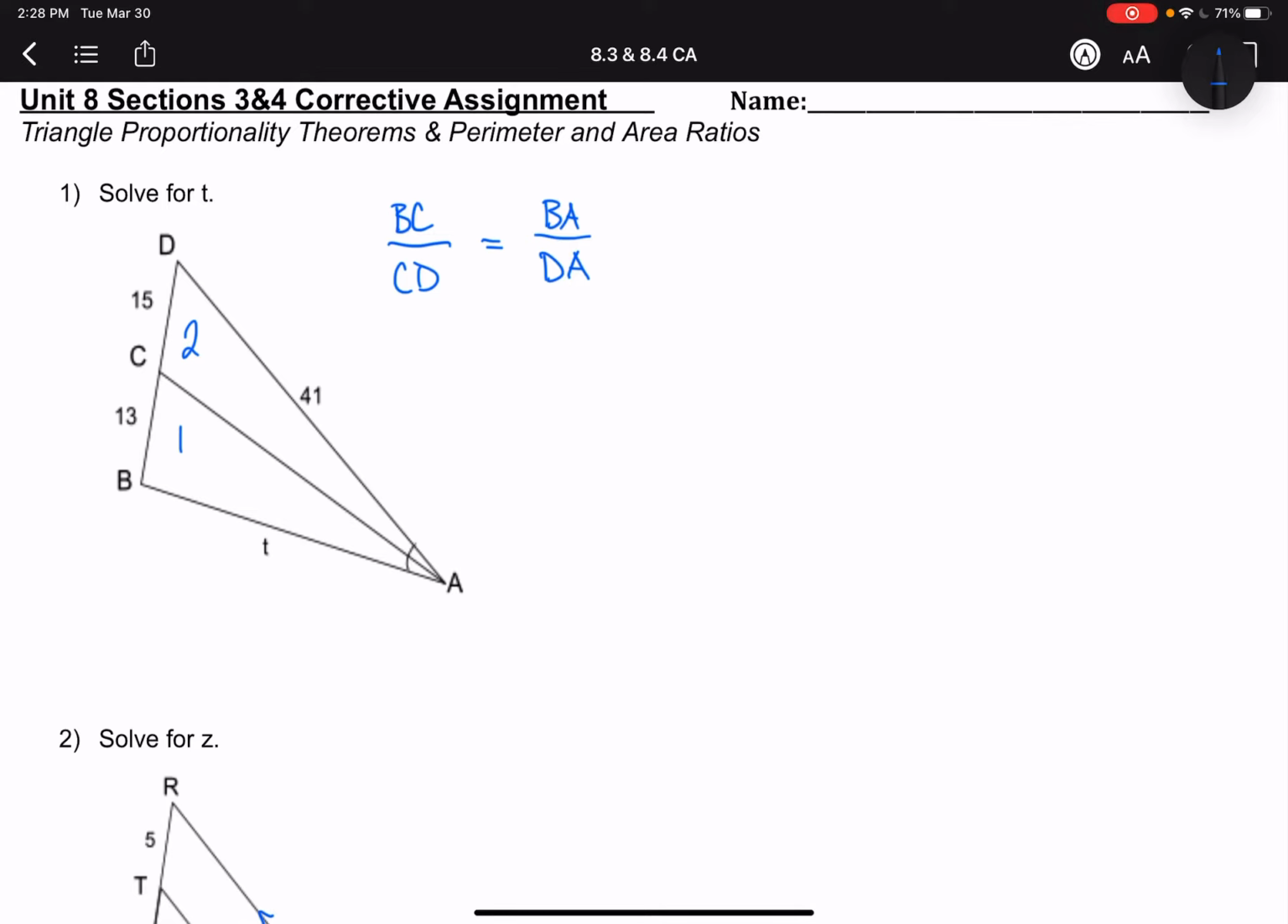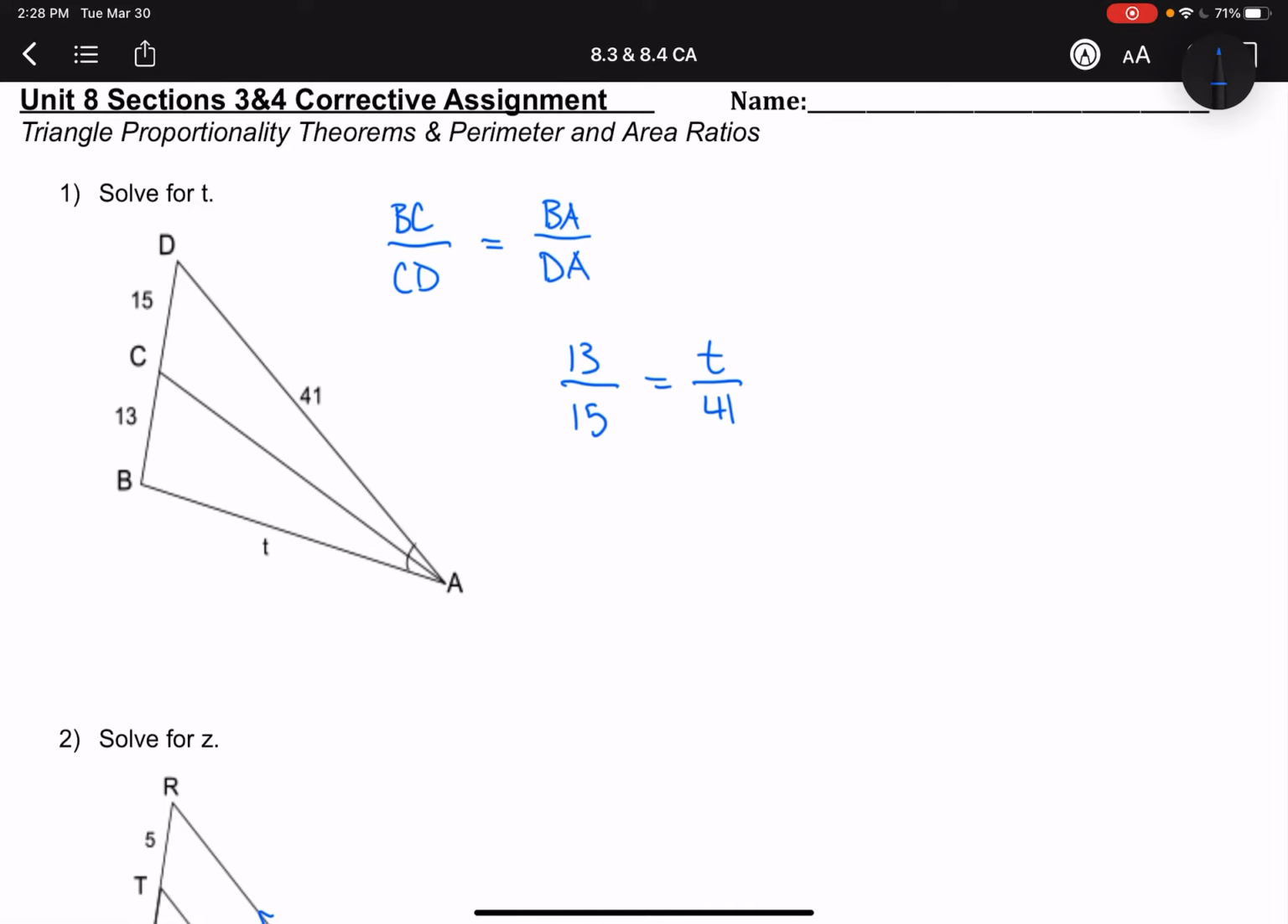So because of that theorem, we can solve for our side T, which is missing, by setting up a proportion following the proportion we just wrote with those side lengths. So instead of BC, I have 13. Instead of CD, I have 15. In place of BA is the letter T. We don't know what that side is. And then we have 41 for DA.